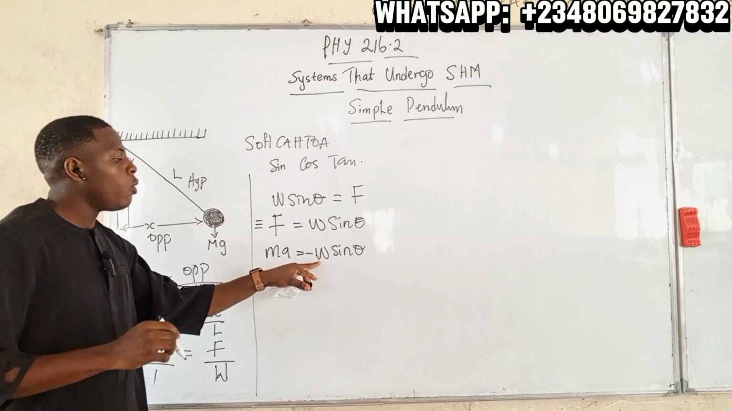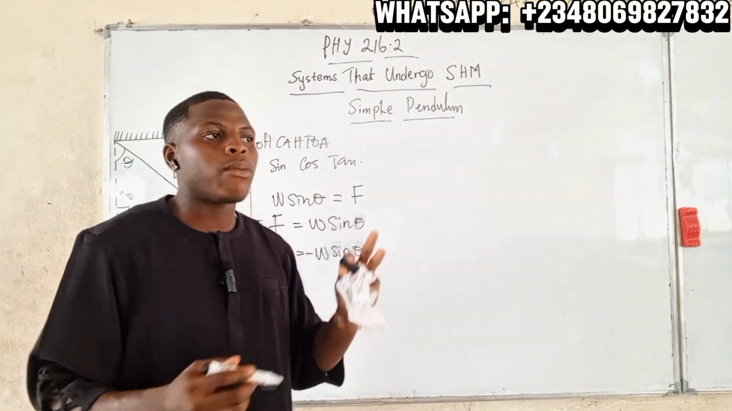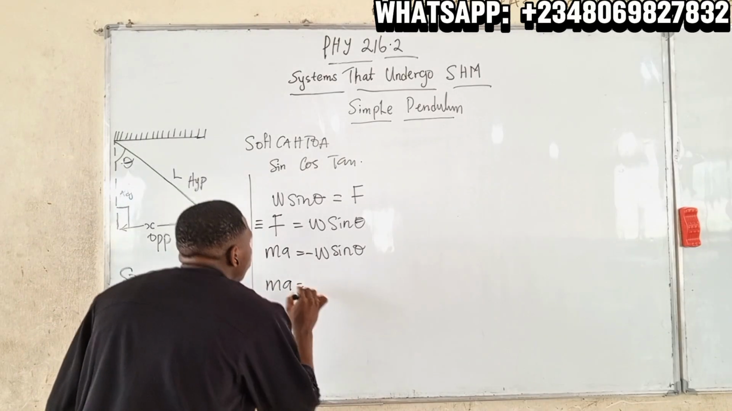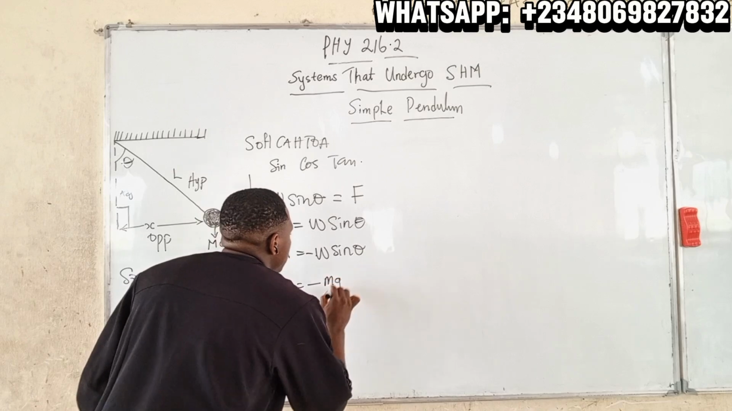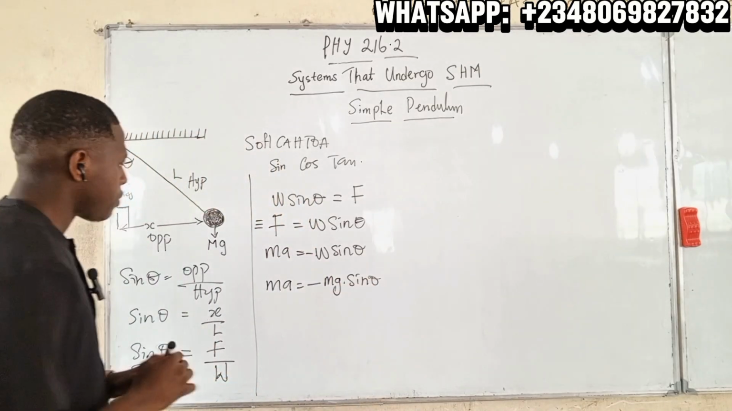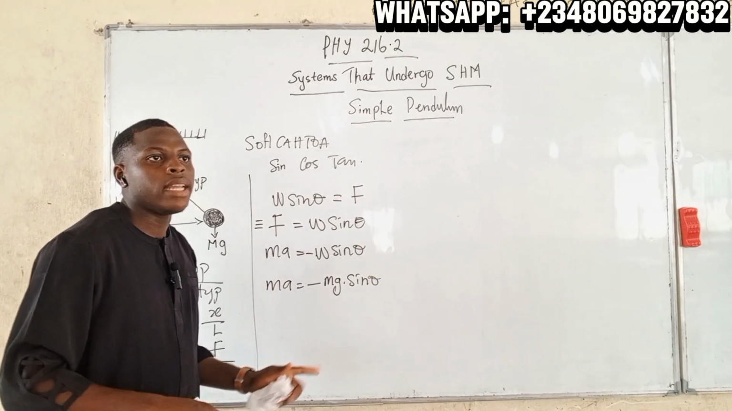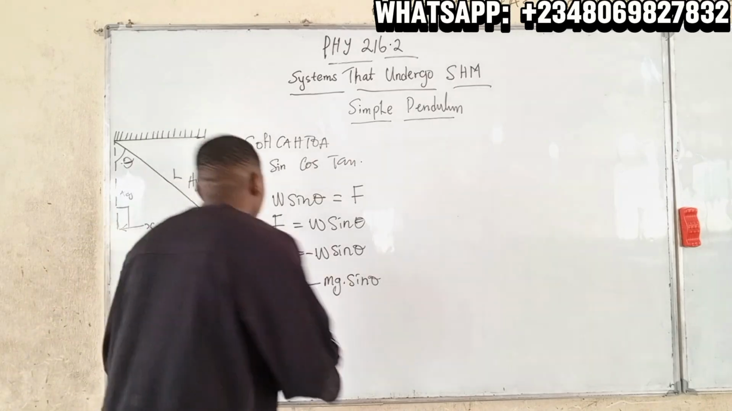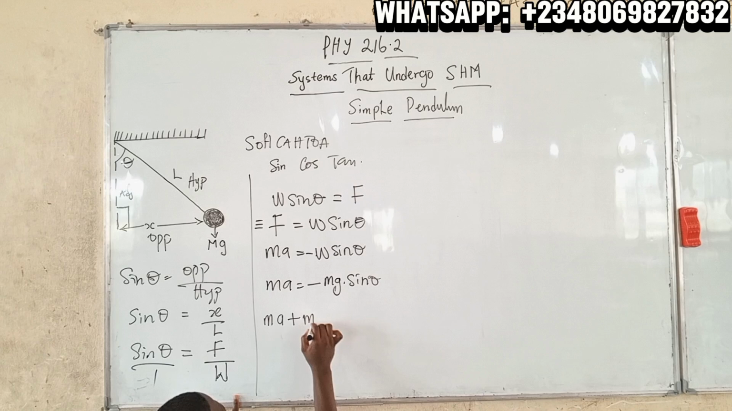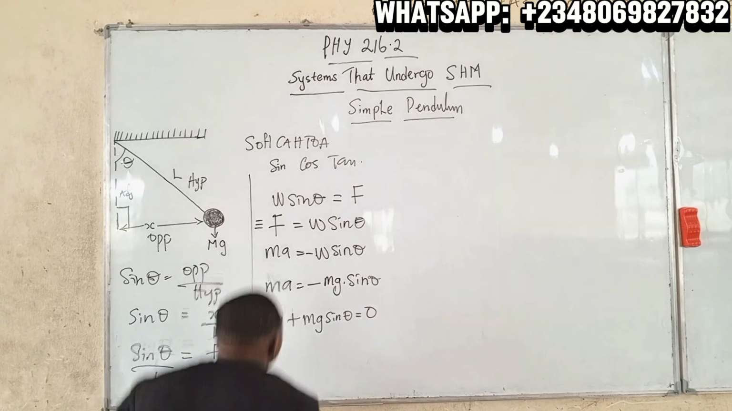Also, I told you that weight has two parameters, and they are mass and gravity. So basically, your MA is equal to minus mg multiplied by sine theta. Are we together? We have a minus sign here, and a minus sign crossing an equality sign is a positive sign. So basically, this is MA plus mg sine theta equal to 0.